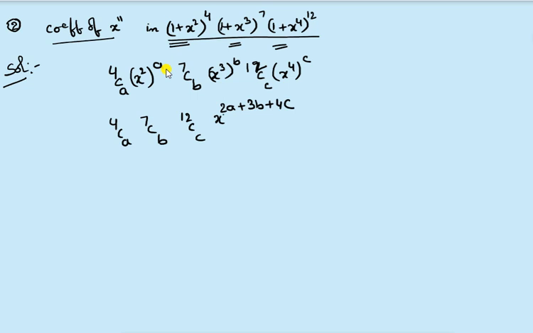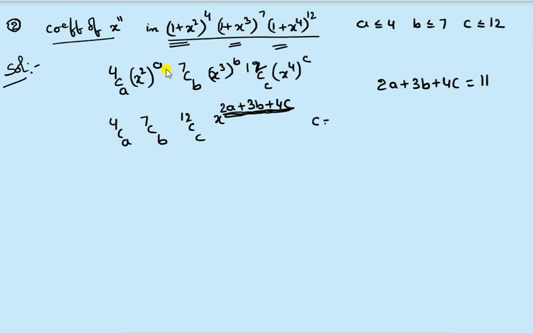He is asking for the coefficient of x to the power of 11. That means 2a plus 3b plus 4c must be equal to 11. At the same time we have the conditions: a is less than or equal to 4, b is less than or equal to 7, and c is less than or equal to 12.